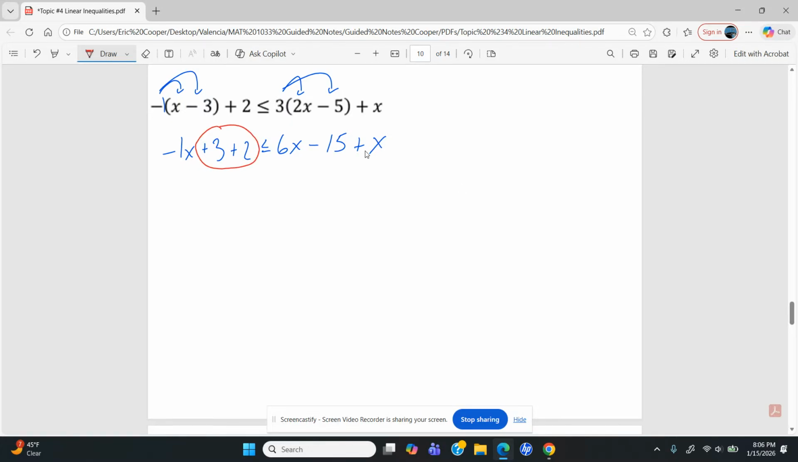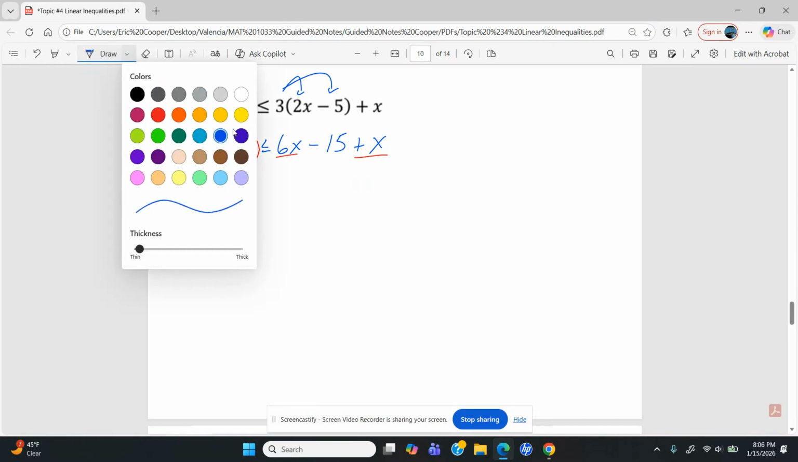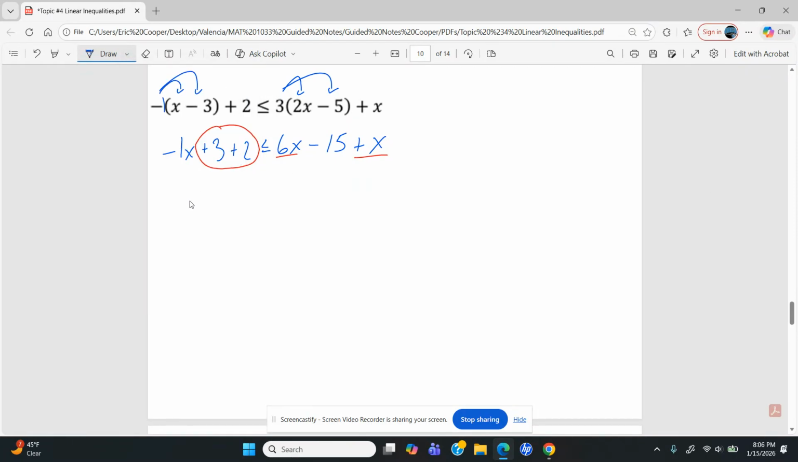Again, let's look for like terms. On the left side, 3 and 2 are like terms. And on the right side, the 6x and the x are like terms. Bringing everything down that we can. Negative 1x doesn't combine. 3 and 2 make 5. 6x plus x gives me 7x. And we'll drop down to negative 15.